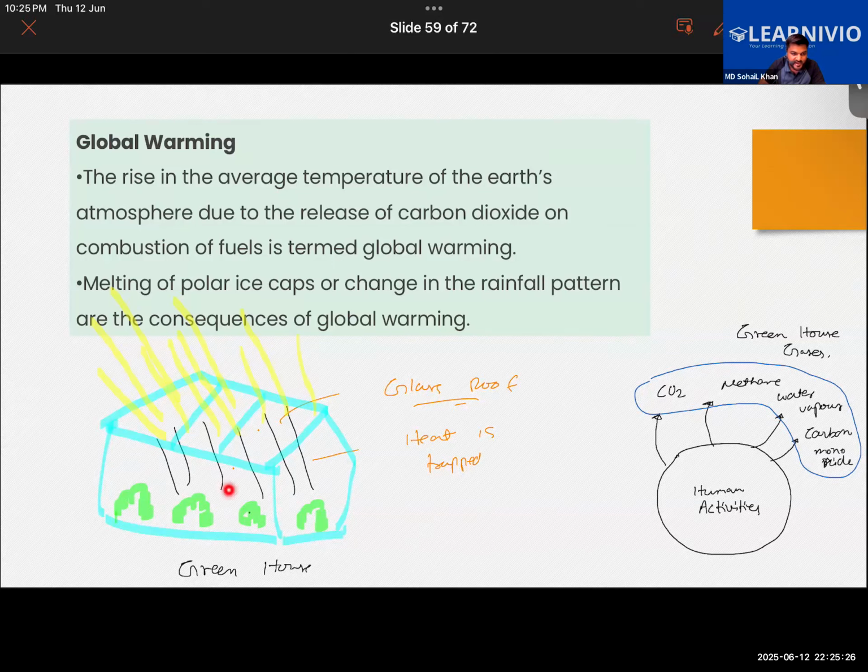And now the plants can grow here. Plants even in the winter can grow here. So what is this glass roof doing here? It is trapping the heat from the sunlight, increasing the internal temperature of the greenhouse, and hence you can grow plants even in the winters. Got it, both of you?